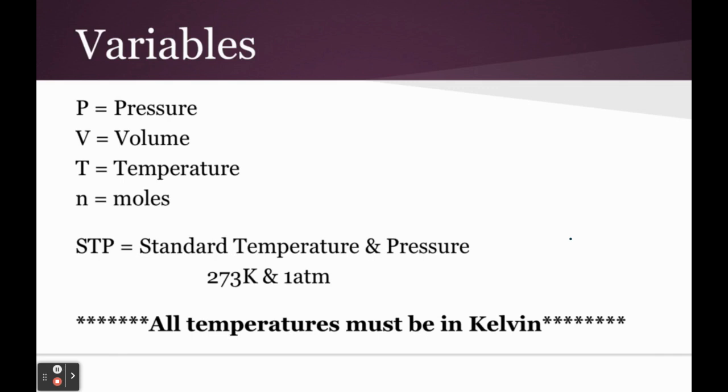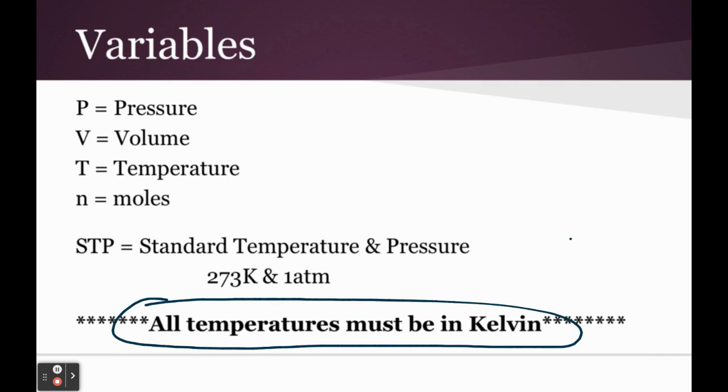You also need to familiarize yourself with the term STP. STP means standard temperature and pressure. Anytime you see STP, that means the temperature is 273 and the pressure is 1 atm. It is very important to remember that in all calculations for 2B, all temperatures must be in Kelvin. You will not get the correct answers unless your temperatures are in Kelvin.